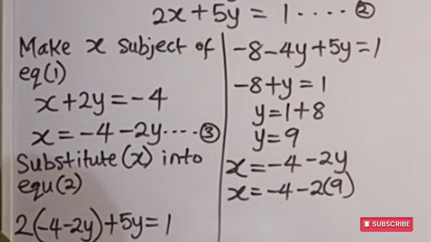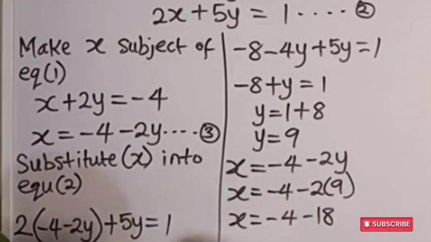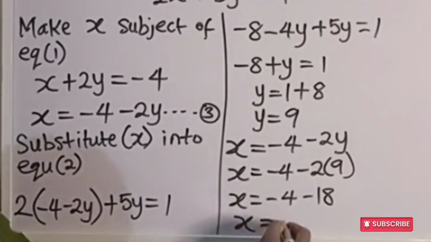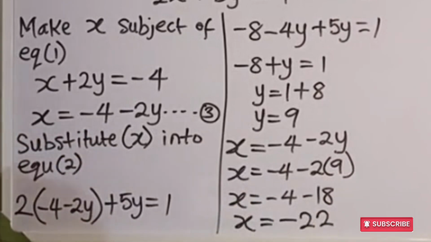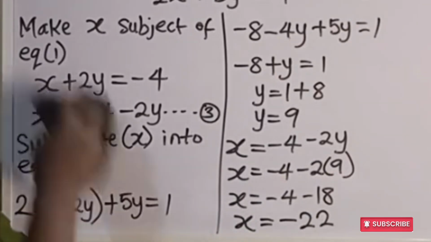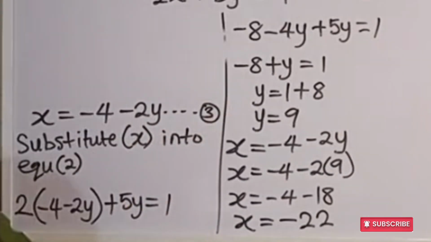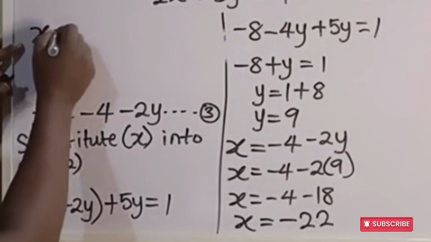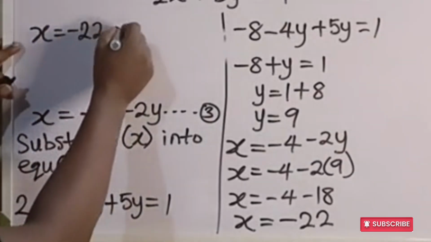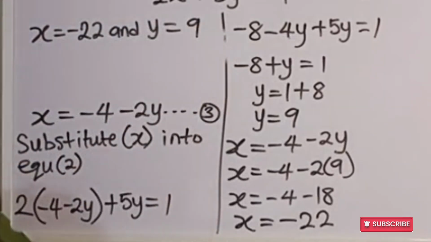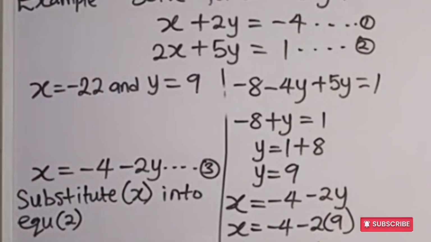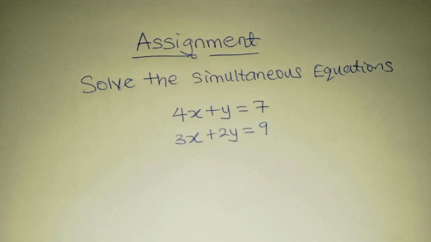Minus 2 times 9 will give us minus 18. So x is equal to minus 4 minus 18. X is equal to minus 22. So that is the value of x, minus 22. So now we've gotten the values of x and y. Therefore, we can say x is equal to minus 22 and y is equal to 9. So these are the solutions to this simultaneous equation. So try out this question.